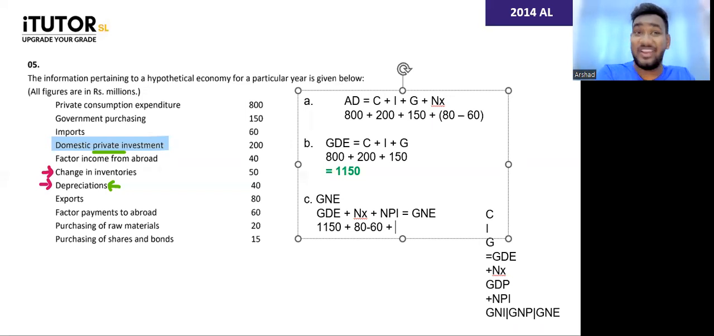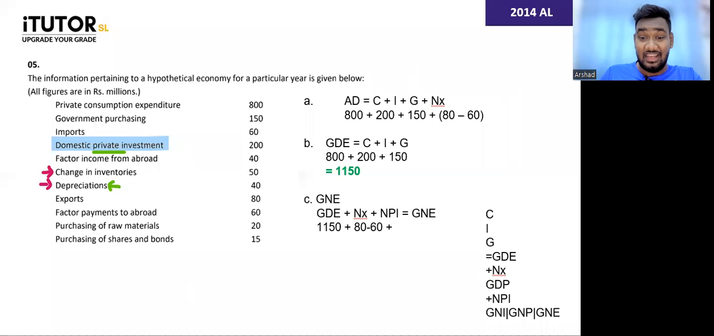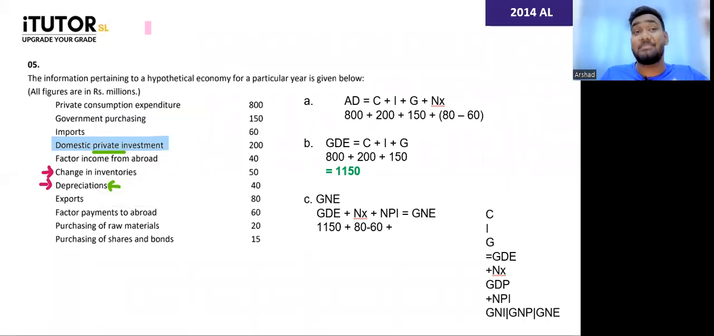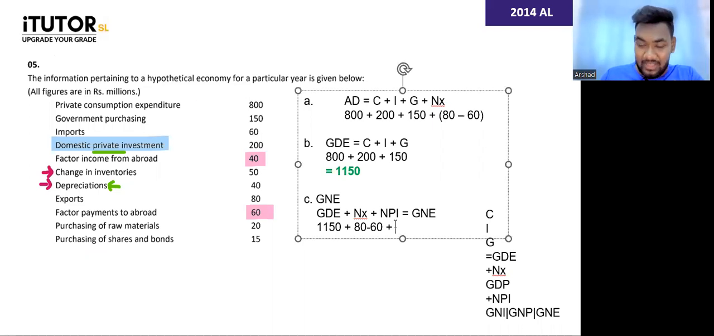It's a minus 20. Remember, net primary income is primary income received minus primary income paid. So primary income from abroad 40, you have received 40, and primary income paid, you have paid 60. So that means your net primary income is minus 20. If you put 40 there, or plus 20, it's completely wrong. So net primary income is primary income received 40 minus paid 60. So you solve this, you get GNE.